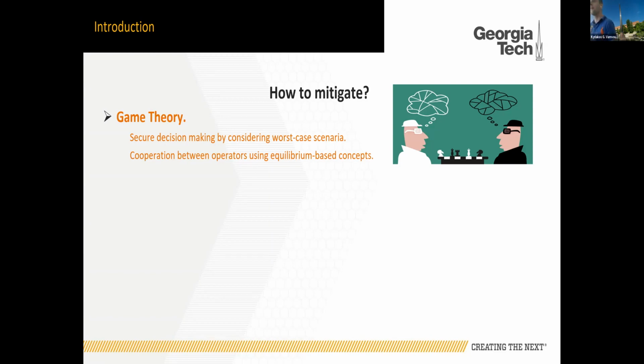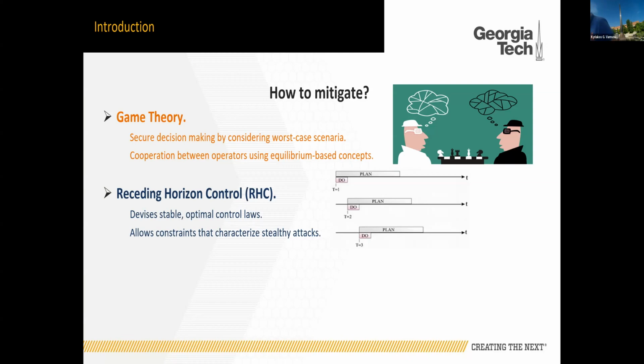So game theory is one idea. Of course, it considers worst case scenarios, and we use equilibrium-based concepts. Another idea is to use receding horizon control, where I devise stable and optimal control laws for different time steps, and then I predict in the future. And the beauty of receding horizon control is that I can allow constraints that characterize stealthy attacks. So one constraint that you can see is that the output of the attacked and the unattacked system are the same. So I want this message to be clear to you.